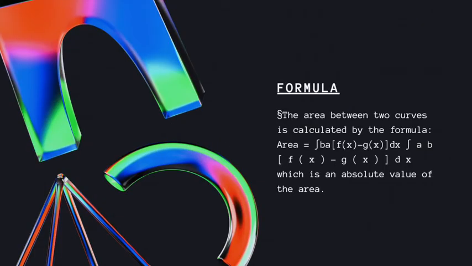Formula. The area between two curves is calculated by the formula: area equals the integral of f of x minus g of x, with limits a and b, dx, which is an absolute value of the area. This is my example.